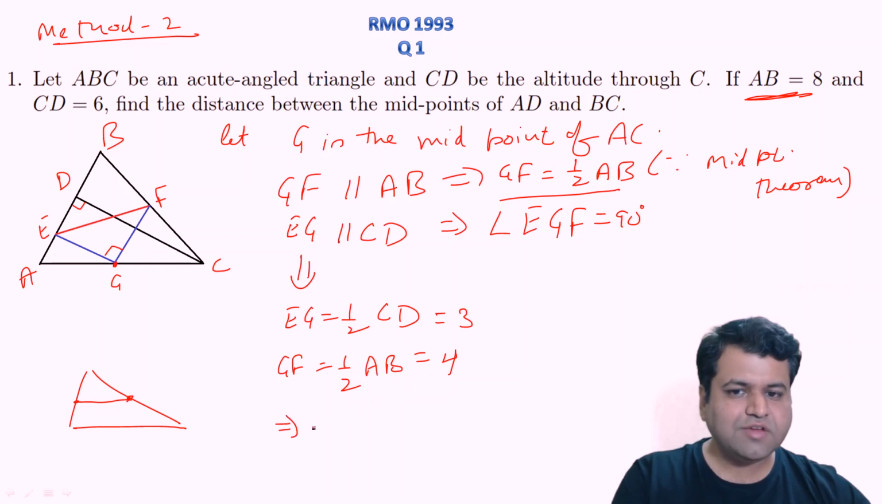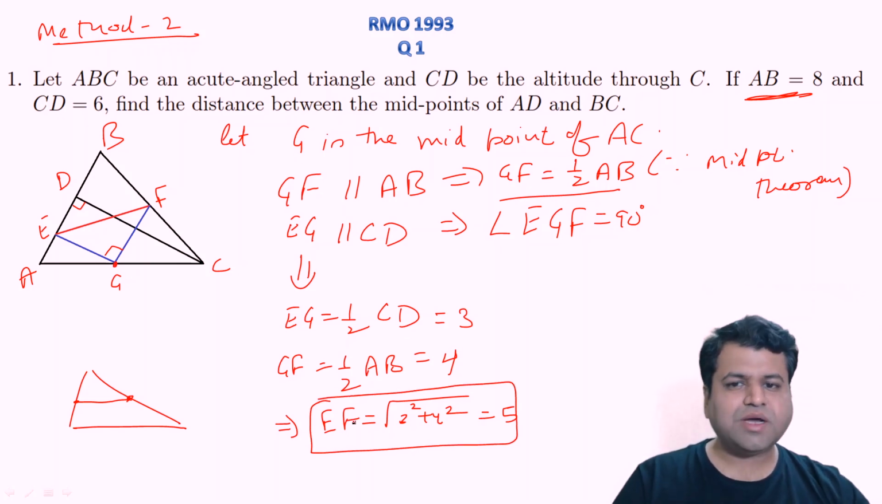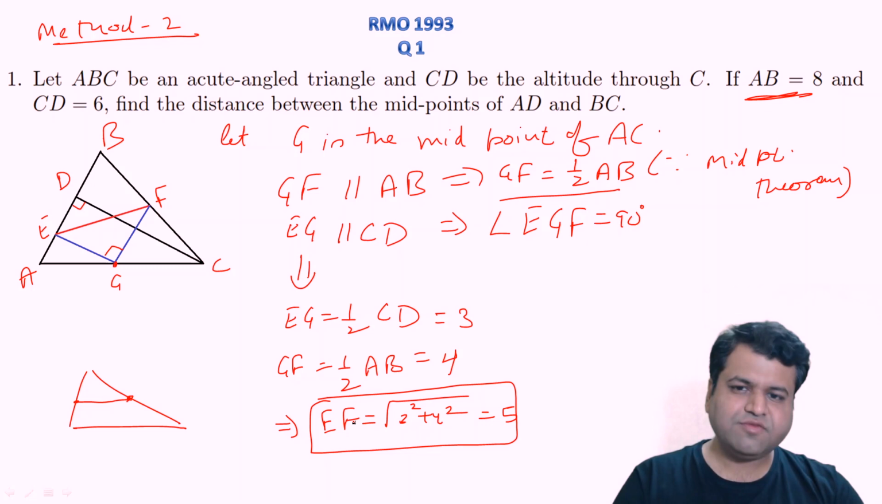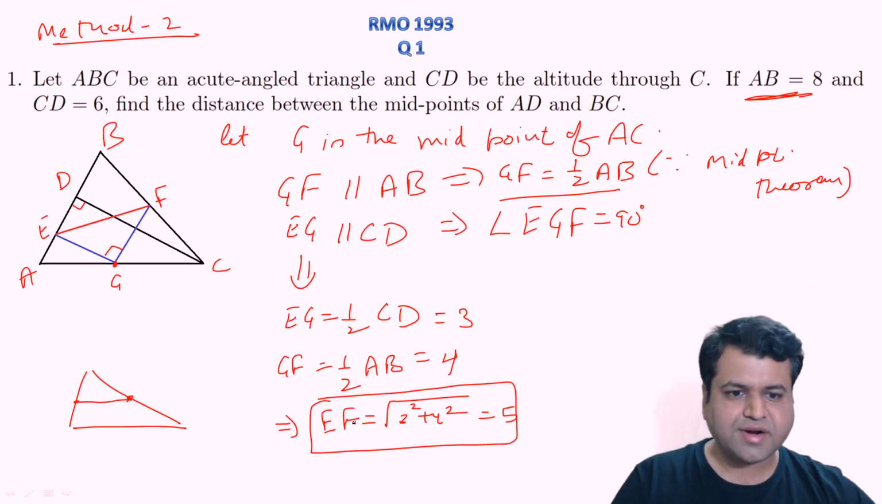So this whole thing will imply that EF is the square root of 3 squared plus 4 squared, again by Pythagoras theorem, which is 5. We needed to find the value of EF, and that comes out to be 5, right? So this method 2 is also very easy. This question can also be done with the help of one or two more methods, but these are the easiest methods that I can figure out.